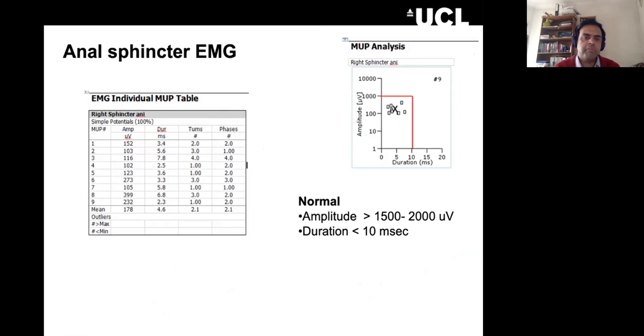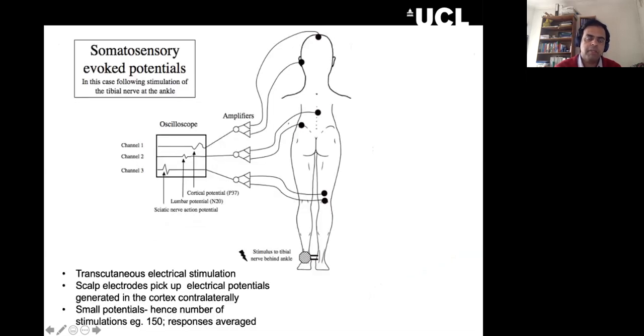Now, those of you who are familiar with EMG, when you see these normal amplitudes, you find they're much, much smaller, and that's because essentially the motor units are much smaller for the sphincter muscles compared to your other striated muscles. But these are the amplitudes that we usually get, and these are the durations. And conveniently, we plot the amplitude against the duration, and anything within this red box tends to be normal.